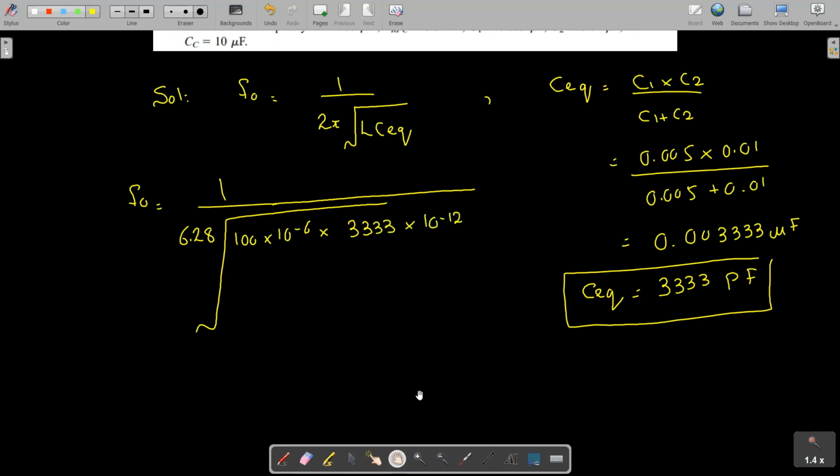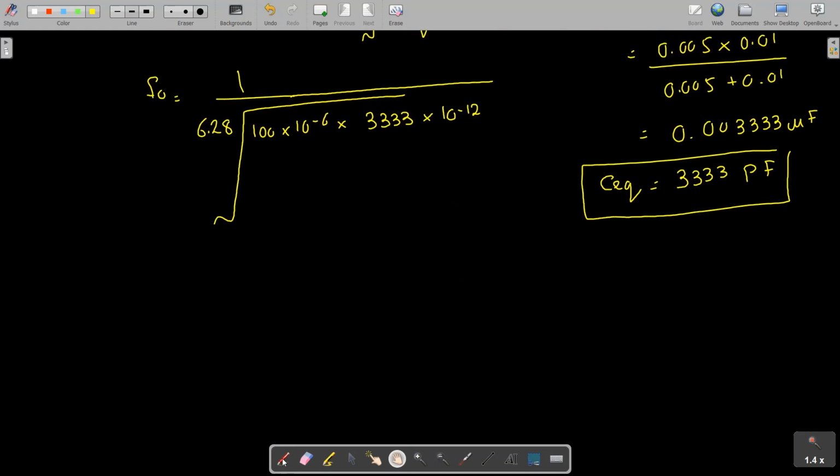Fine. So we are going to solve this, that F naught is equal to 1 divided by 6.28. Okay, this 100 multiplied by 10 raised to power minus 6 will be 10 raised to power minus 4. Why? Because 100 is 10 raised to power 2. So this term will be 10 raised to power minus 4, and we have 10 raised to power minus 12 over here.